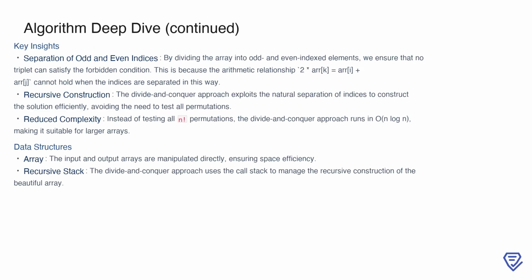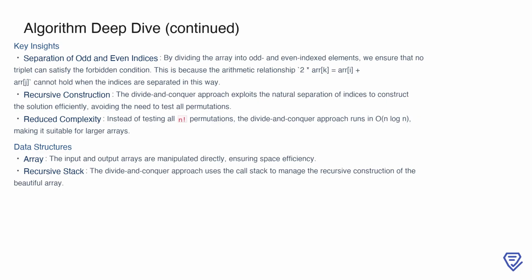The divide-and-conquer approach is built on a few key insights. First, by separating odd and even indices, we eliminate the possibility of forming triplets that violate the forbidden condition. This is because the arithmetic relationship 2 * arr[k] = arr[i] + arr[j] cannot be satisfied when indices are segregated this way. Additionally, the recursive construction allows us to exploit this separation across multiple levels, ensuring that the solution is built efficiently without testing every permutation. This significantly reduces computational overhead.